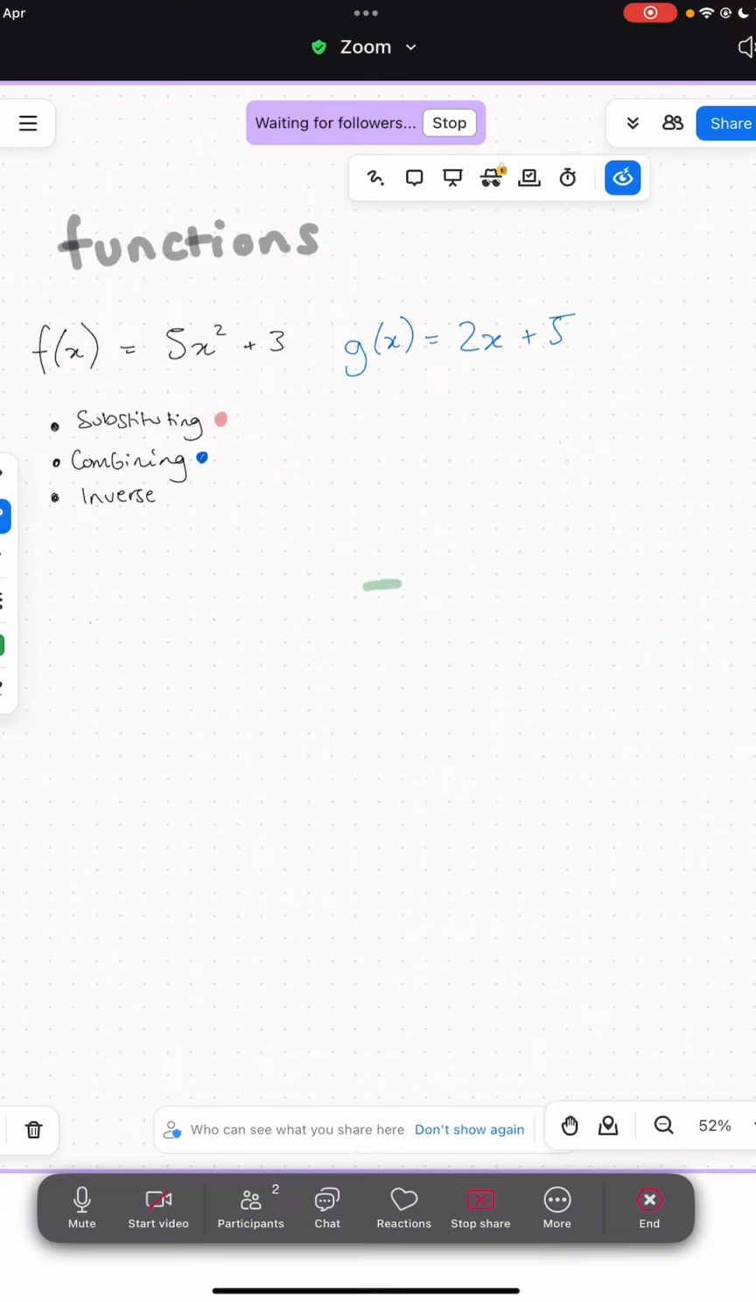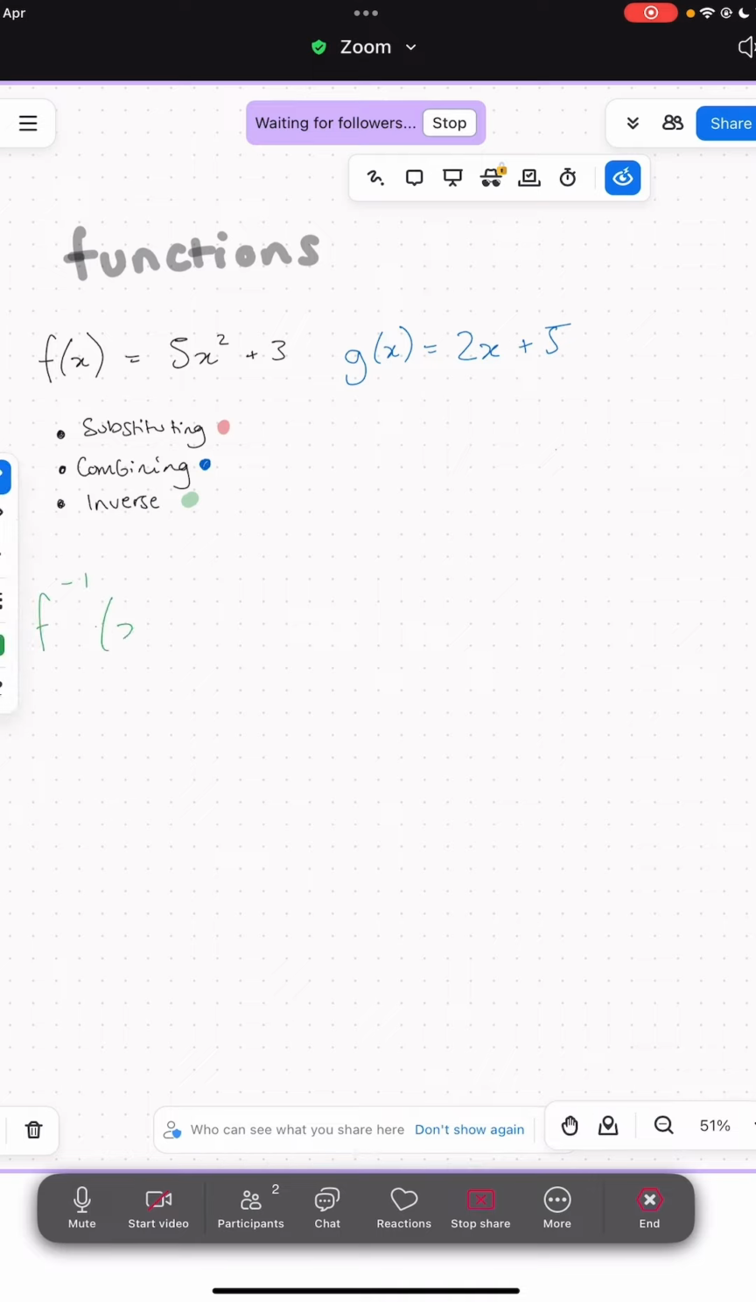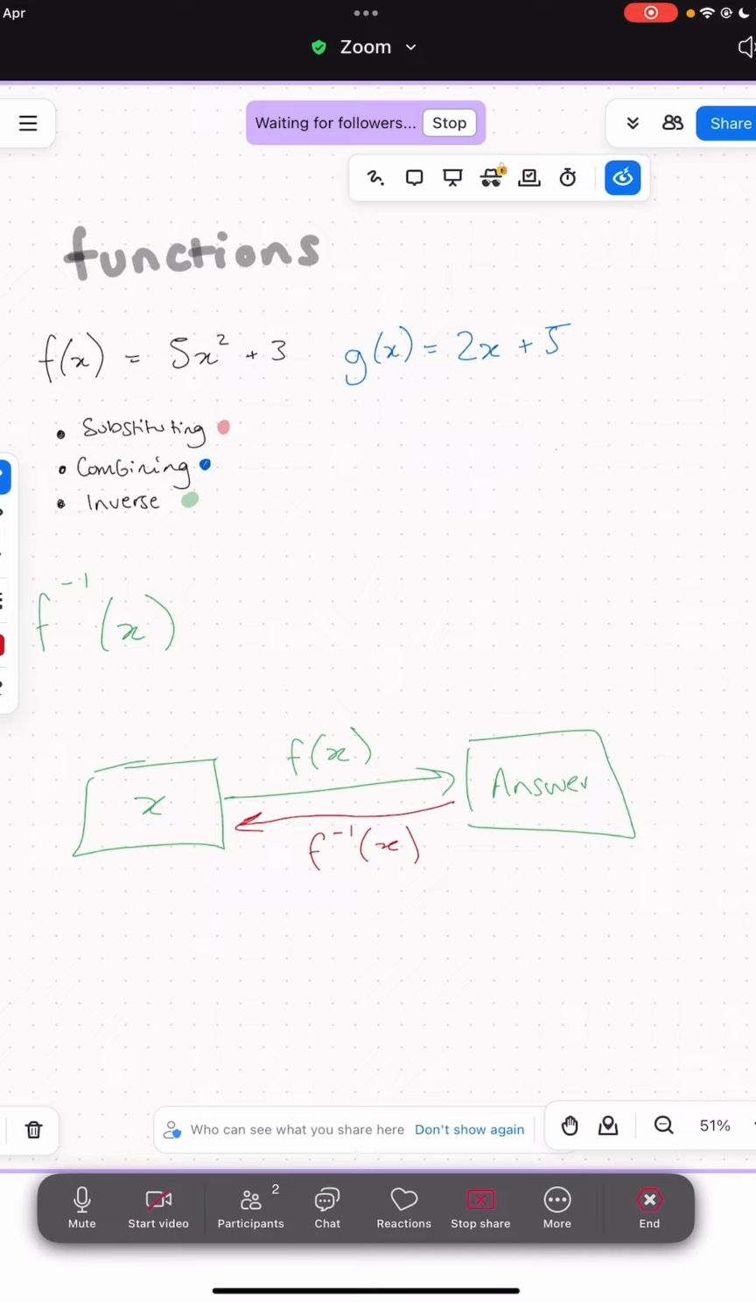Our final question type was finding the inverse of a function. We can denote this as f to the power of minus 1 of x. And you can think about an inverse like this. If you apply f of x to x, it will give you an answer. Applying the inverse to the answer will get you back to x.